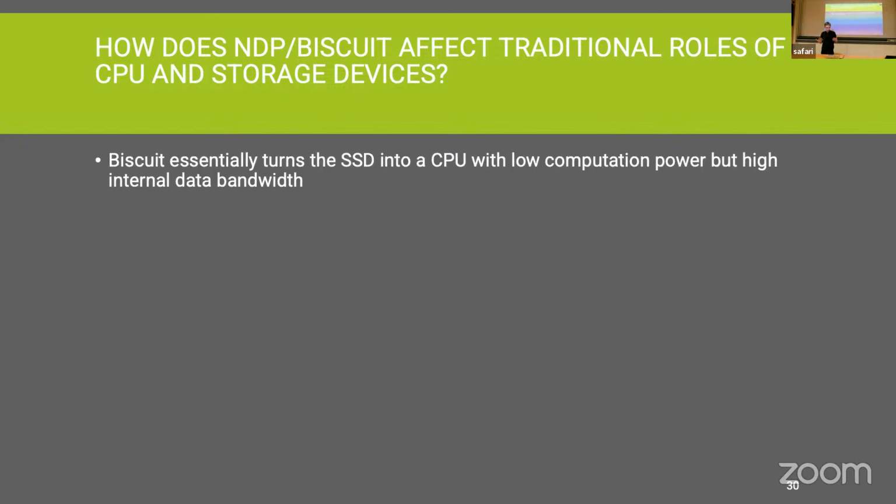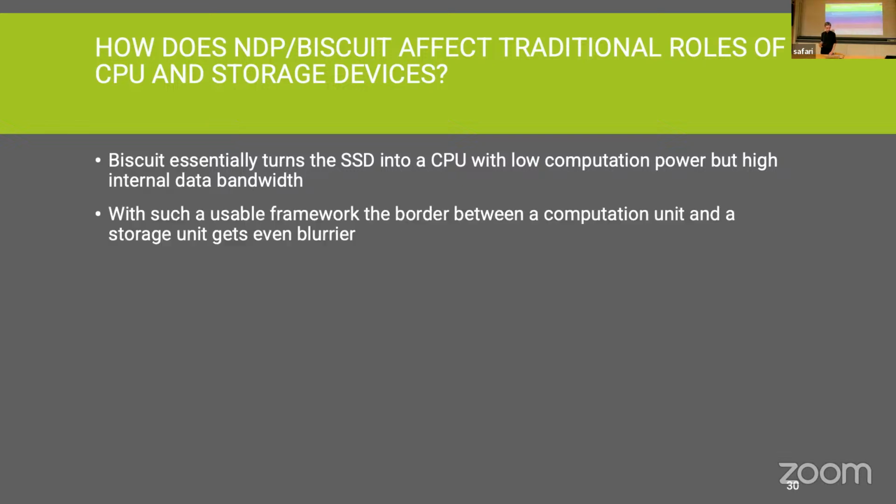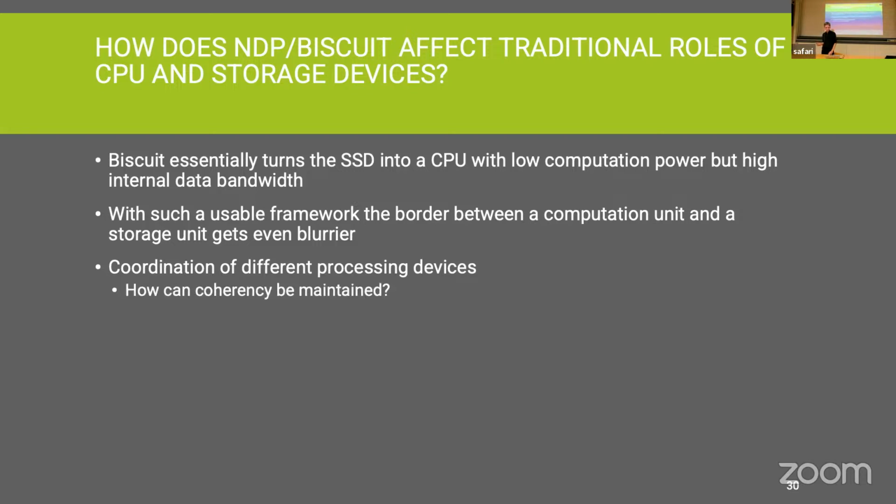So for me, Biscuit essentially turns the SSD into a CPU with low computation power but high internal data bandwidth. So with such a usable framework, I can imagine the border between computation unit and storage unit becomes even blurrier, and they might get closer together. And also an interesting question to ask is how to coordinate different computation devices in a system. For example, how can coherency be maintained? For example, cache coherence or channel coherency of memory.